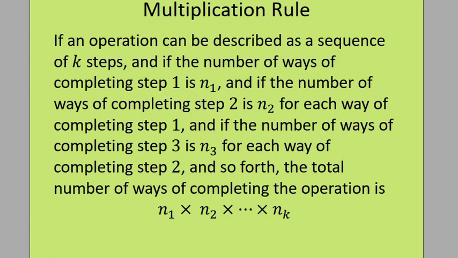For example, we have the multiplication rule. If an operation can be described as a sequence of, say, k steps, the number of ways of completing step 1 is, say, n1, and if the number of ways of completing step 2 is n2 for each way of completing step 1, and if the number of ways of completing step 3 is n3 for each way of completing step 2, and so forth, the total number of ways of completing the operation is given by the product n1 times n2, and so on up to nk.